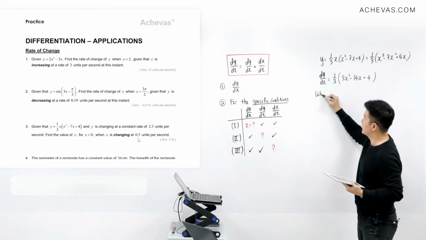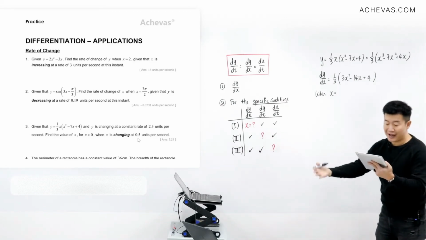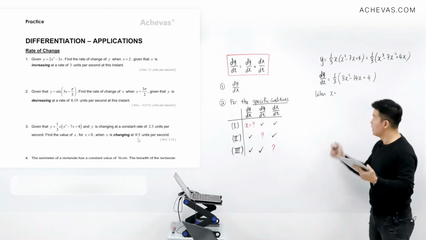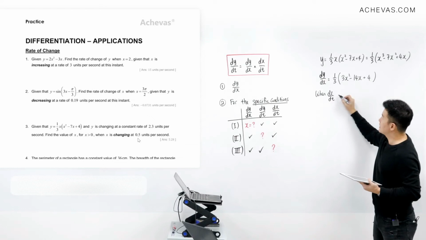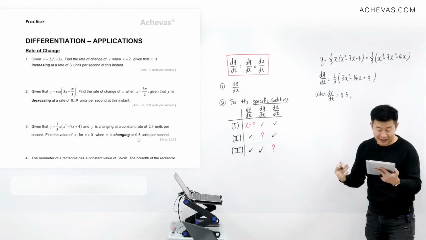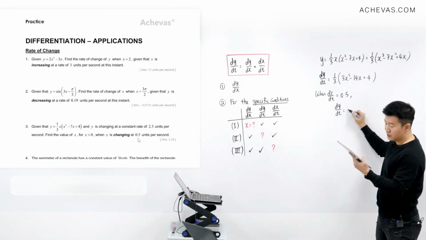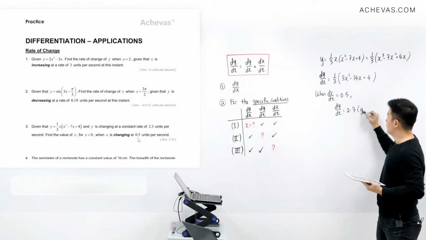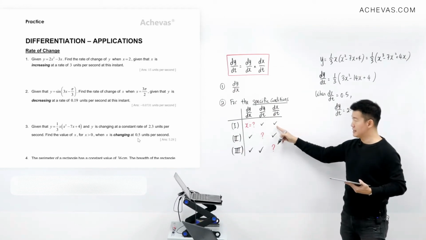Let's quote the specific condition. The question says we are supposed to find the rate of change of x when x is changing, so dx/dt. When x is changing, it is not x here, it is dx/dt. So dx/dt is given to us as 0.5. We are given another condition, which is dy/dt. dy/dt is given to us as 2.3. So we are given both this and this.